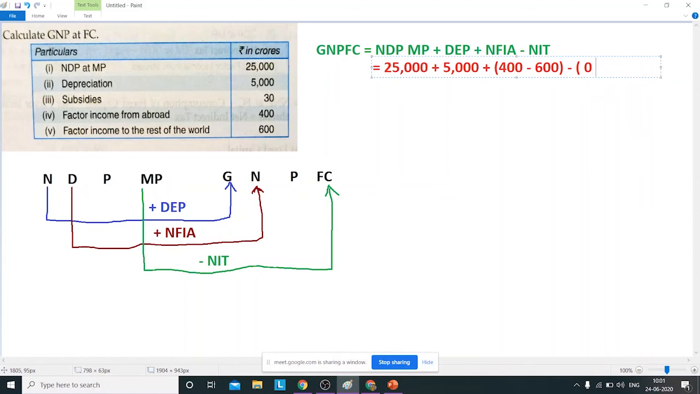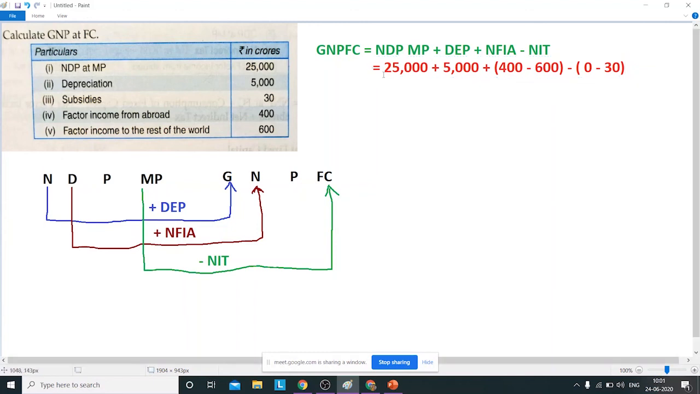Okay. 0 minus, how much is subsidy? Indirect tax minus subsidy is NIT. So indirect tax is not given, so I wrote 0 for that. And how much is subsidies? 30. Is it clear? Okay, very good. So is it clear how these values I got?